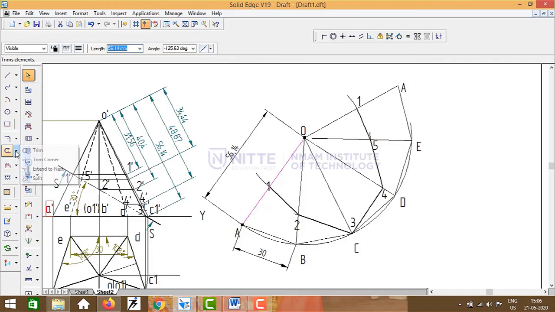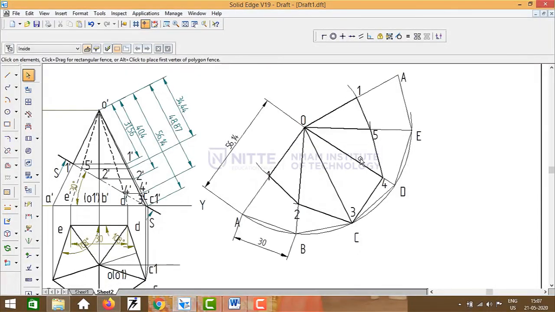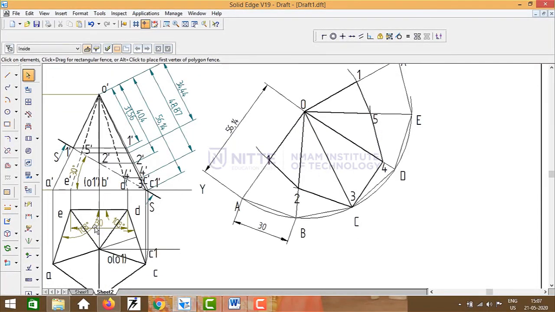Okay. So go to the split command, select this line 1, cut at this point 1, select the second line, cut at the point 2, select the third line, cut at the point 3, select the fourth line, cut at the point 4, select the fifth line, cut at point 5, select this last, cut at point 1. So now select only the upper portion edges and make it thick, that is 0.4 millimeter thickness. Okay. So you can see now the thick portion here is the required development of the given portion for the pentagonal pyramid.